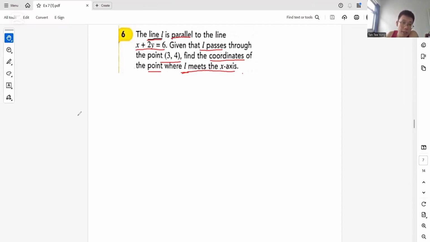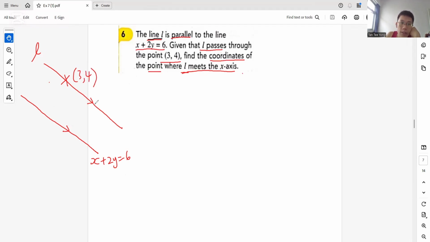Okay, so basically, we can draw a small visualization. Let's say I have a line, probably like that. And then this is line L. And then this is parallel to another line. So these two lines are parallel, and this line is x plus 2y equals 6. And then the line L passes through the point 3 comma 4. So just a random point. So let's say here 3 comma 4. And then find the coordinate of the point where L meets the x-axis.